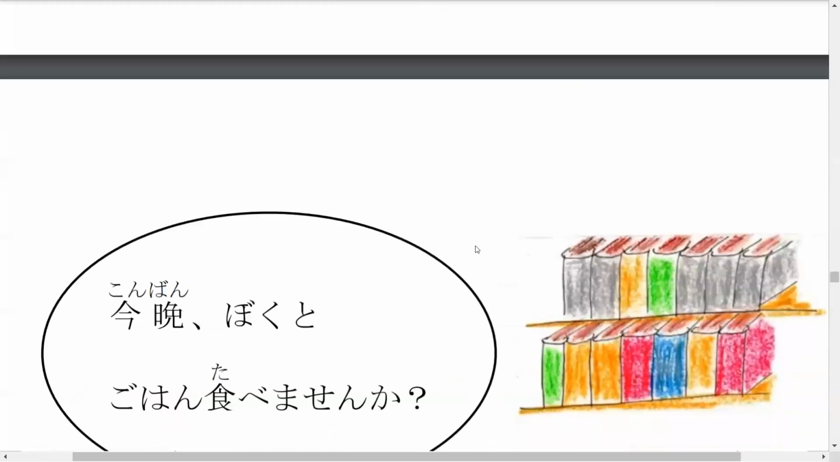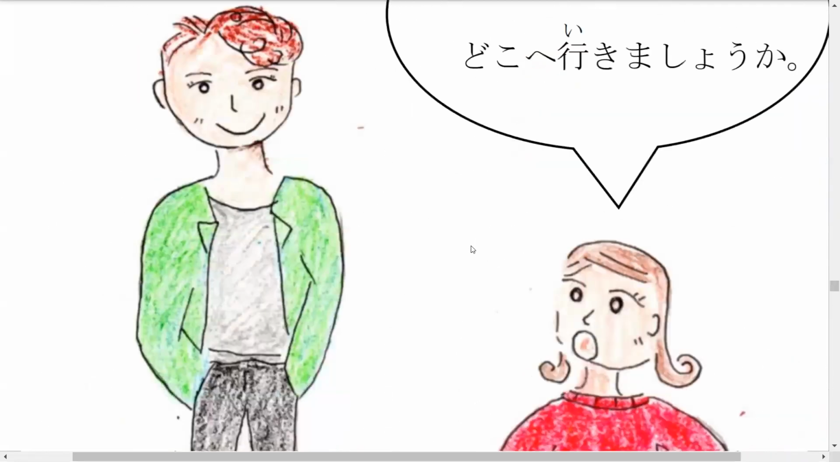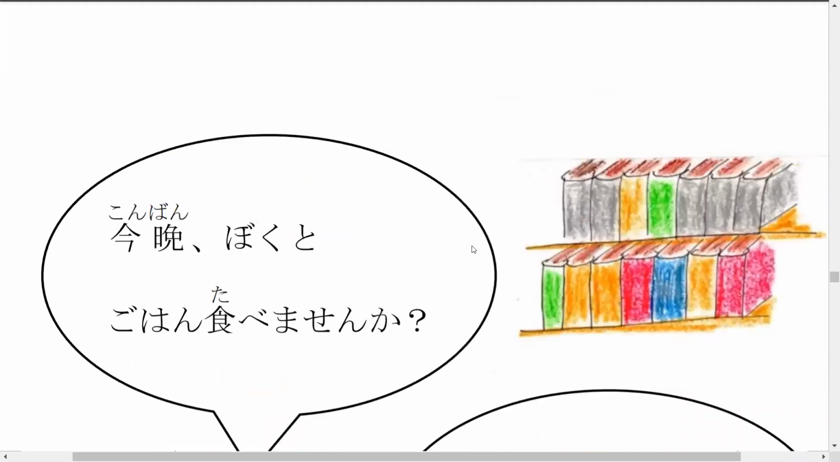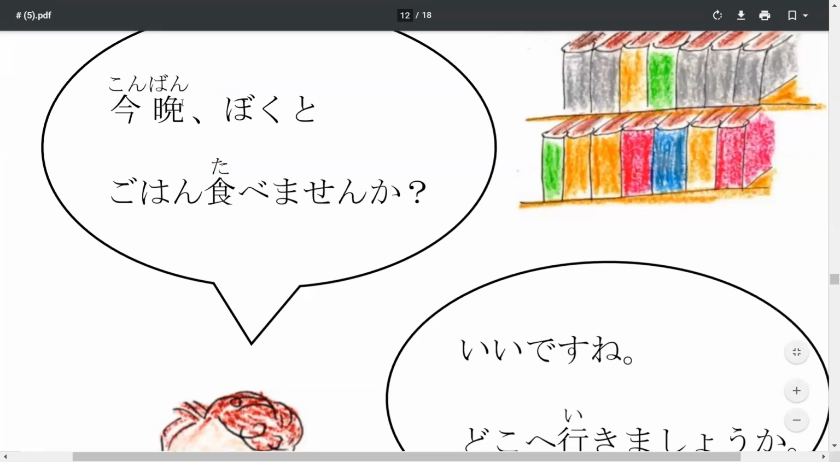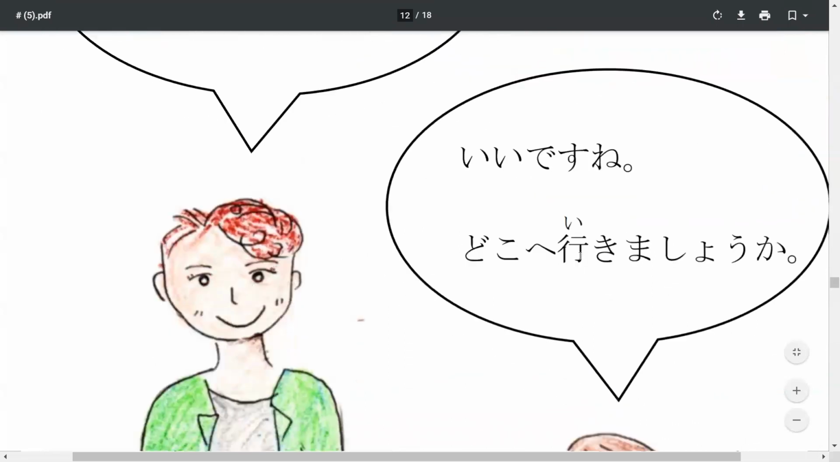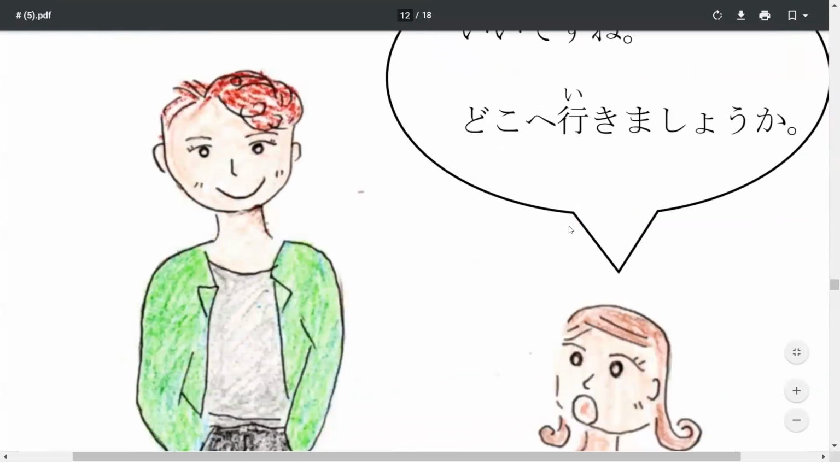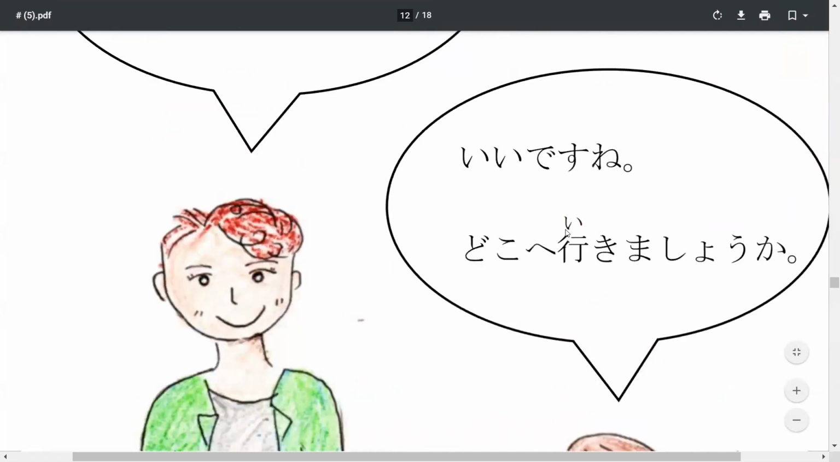But somebody came on the third one. This guy says, konban, boku to gohan tabemasen ka? Like saying here, konban means this night. Boku to means with me. Then gohan is meal. Together, let's have a meal. Then she says, ii ne. She doesn't show any interjection like, eh. She just says, that's a good idea. Ii ne means that's a good idea.